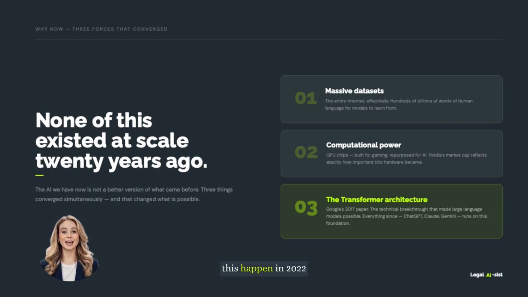Why did all of this happen in 2022 and not in 2002? This is because three things converged simultaneously, and none of them existed at scale before. First, massive datasets. The internet gave AI systems access to hundreds of billions of words of human language. Books, articles, legal judgments, contracts, conversations. The scale of training data is what makes these models coherent.